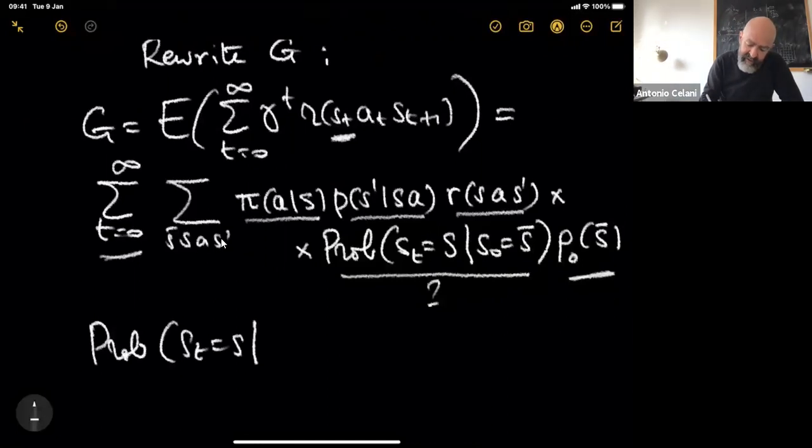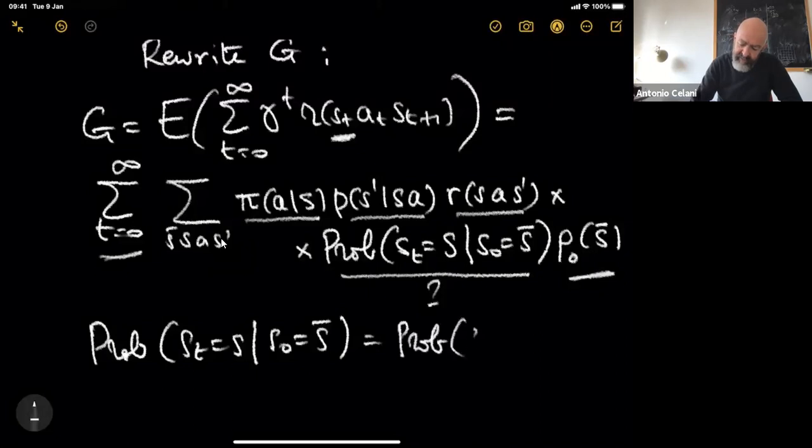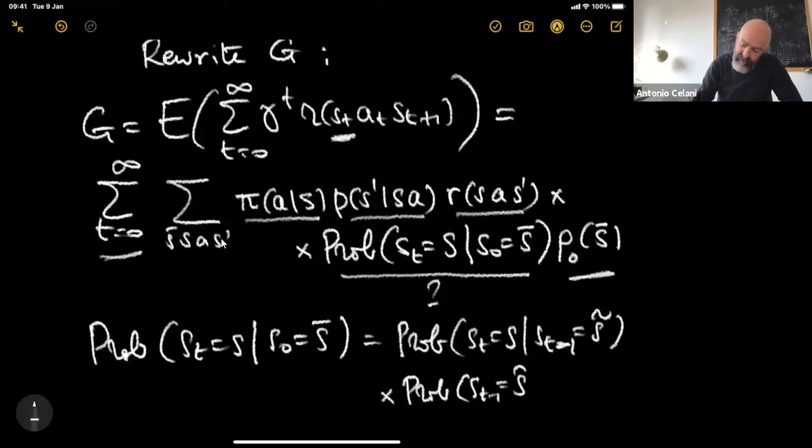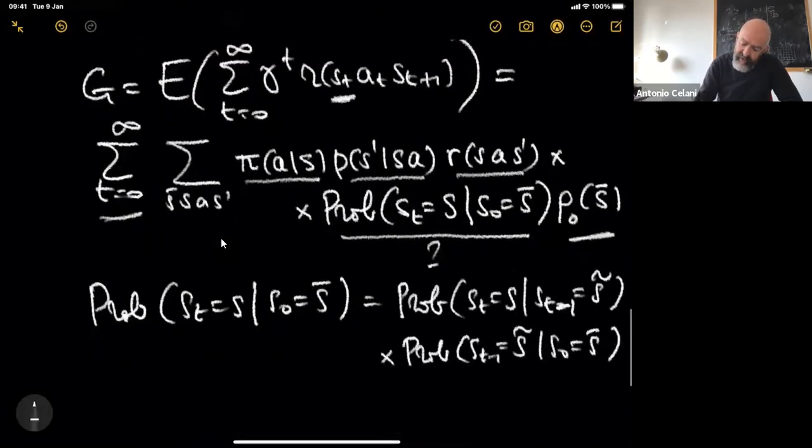So the probability that S_T is S and S_0 is S bar is what? Well, let's go back one step at a time. This is equal to the probability of being S, given that at the previous time I was in another point, say S tilde, times the probability that at time t minus 1 I'm in S tilde, and at the initial time I'm in S bar. And this is summed over all possible intermediate states S tilde.